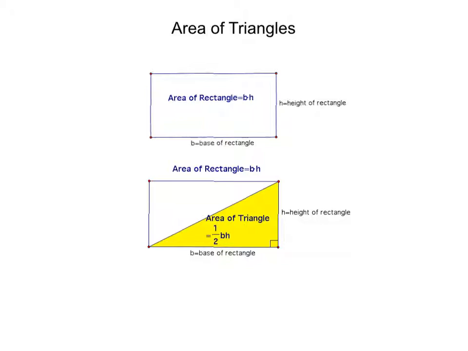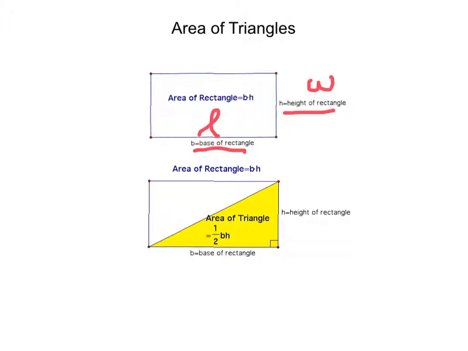If we start with a basic rectangle, the area of that rectangle is equal to the base times the height, or it's equal to length times width. Those are the same thing. So sometimes you'll see length and width, but base and height are synonymous. So base times height is the area of a rectangle.